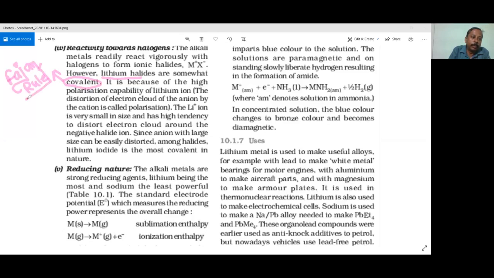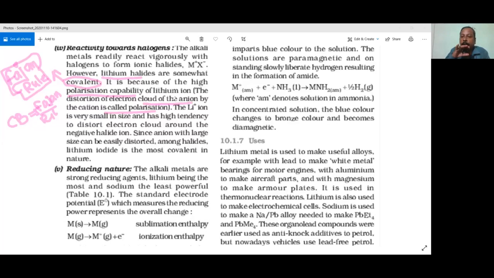You can check my chemical bonding video on Fajan's rule. You can type it and find it. Understood? Fajan's rule says that lithium, being the smallest, has a high polarizing capability, more often called the polarizing power of the lithium ion. Distortion of the electron cloud of an anion by a cation is also called polarization.